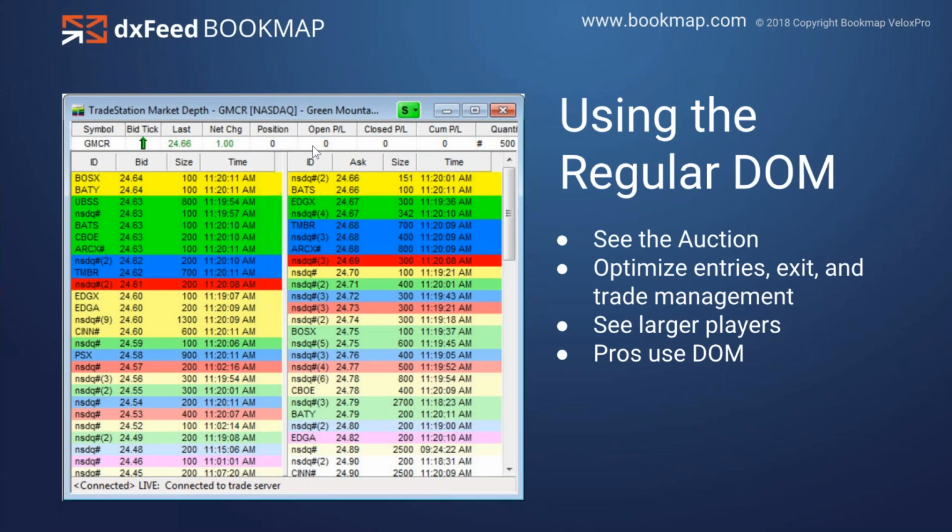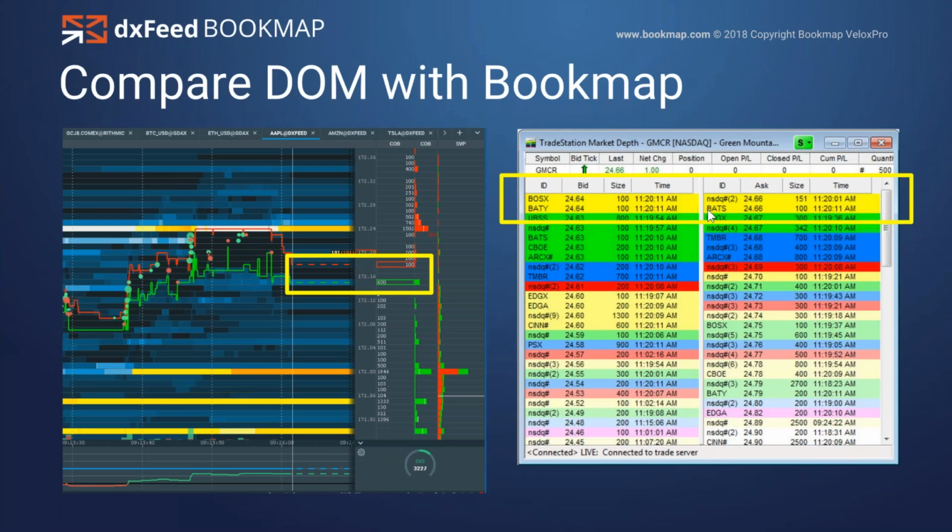All right, so what are we looking at in a traditional level 2 DOM? Well, on the left, we have all of the bids. This is where buyers are lined up to buy at these price levels. This is the top of the book. This is the best bid up here. This is Green Mountain Coffee Roasters. We have 2464 as the best bid. On the other side is the ask. This is where they want to be sellers. Okay, and we see it's at 2466. So the spread is 2 cents wide. And then here's the depth on that offer. Okay, so now let's compare the DOM or level 2 with Bookmap.